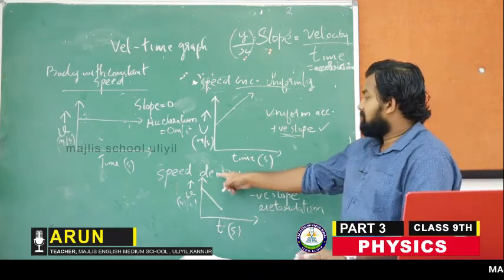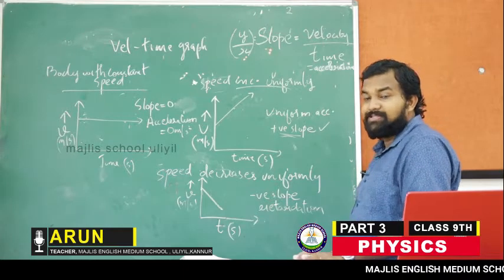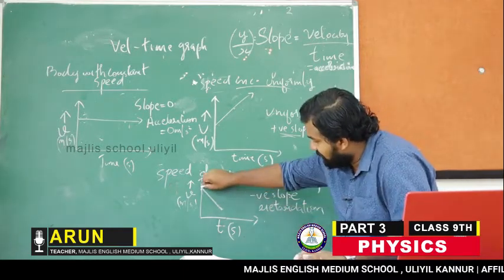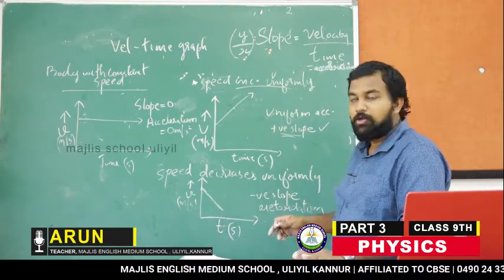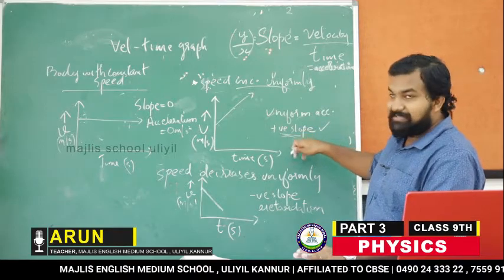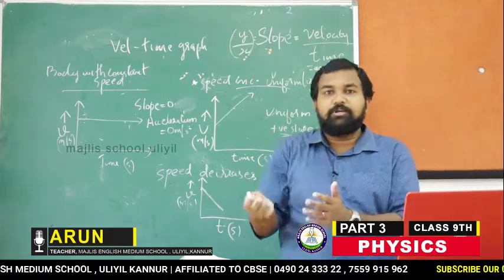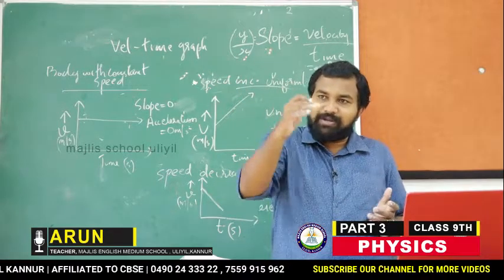But when the speed decreases uniformly, what will we say? When the speed decreases uniformly, we will say that it is having a negative slope. The speed will decrease, so the slope will come down. It is having a negative slope, and we will say that it is the opposite of acceleration. It is not accelerating, it is decelerating. That means the speed is coming down.